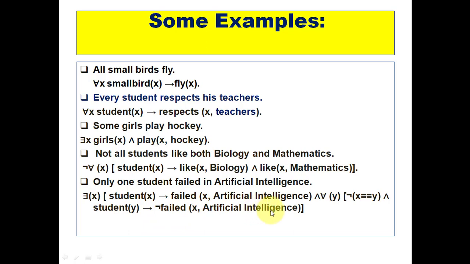x artificial intelligence. Okay, so if you look at this statement very carefully, I will suggest that you take a screenshot of this and try to solve it by yourself. I am giving you a hint: we first try to find those students who fail in artificial intelligence, and those who do not fail, but there exists some x not equal to y for which this subject is failed. By that we can express that only one student failed in artificial intelligence.